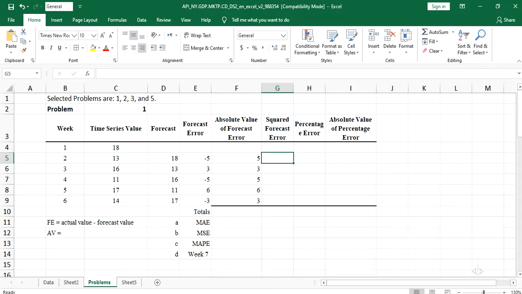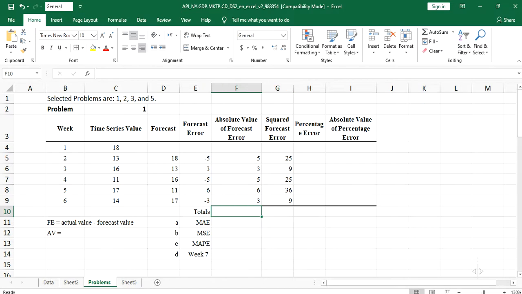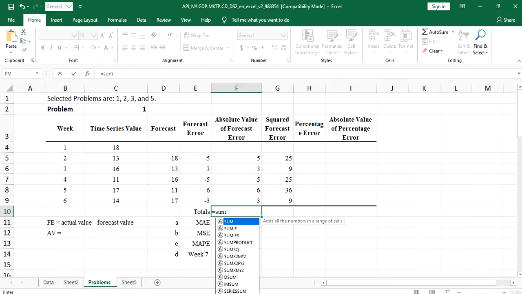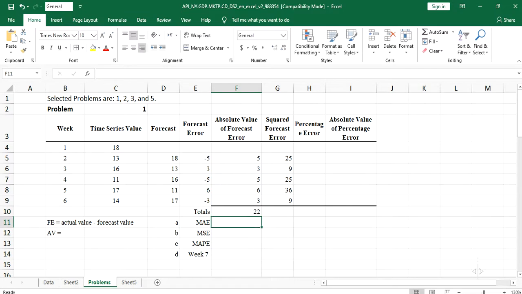That's all. What about the squared one? The squared forecast error, we take the absolute forecast error to the power of 2. So here is 5 to the power of 2 equals 25, 3 to the power of 2 equals 9, and that one will be 36. Then the total is the sum of all these values.